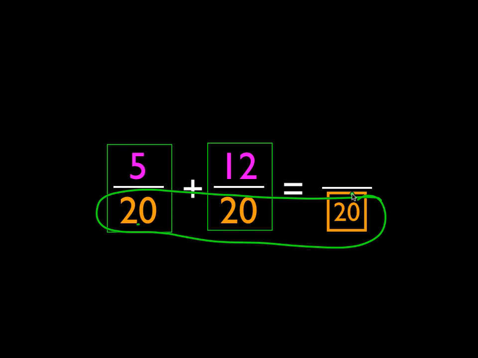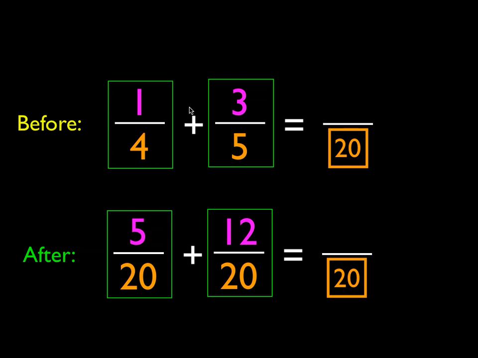Now, so it works out that we start with 1/4 plus 3/5, and we multiplied these two numbers together, 4 times 5 to get 20, and then we have to do something to the fractions so that the bottoms are 20.